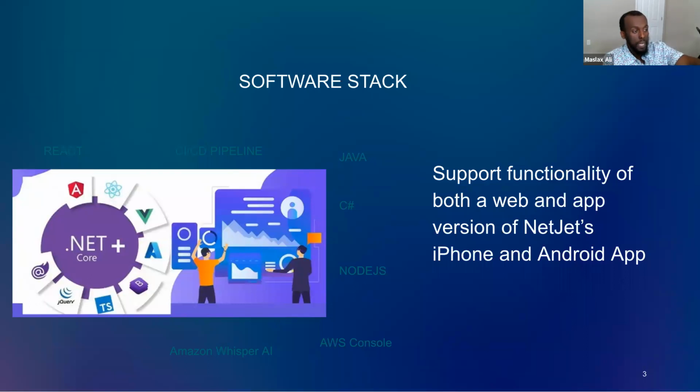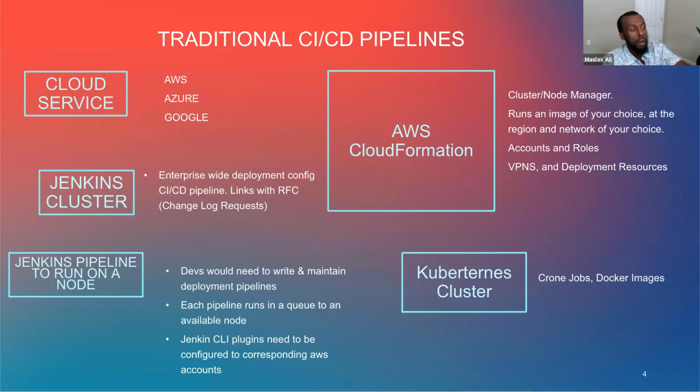We build the application, but then we have an entire DevOps team and IPA team who are responsible for deploying the application and making sure all the security is out there. In a traditional CI/CD pipeline, you mainly have 5 components. First and foremost, you have a cloud service provider, which can be one of 3: AWS, Azure, or Google. And then you have your Jenkins clusters, which connect to your cloud services, and they provide a way for developers to deploy their pipelines to your cloud service provider.